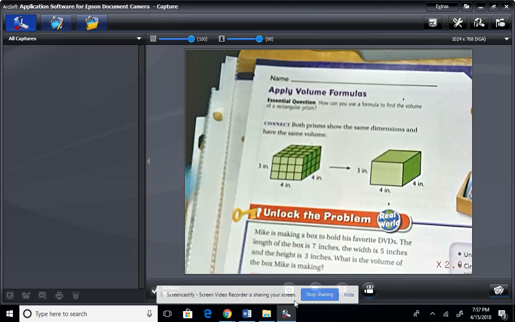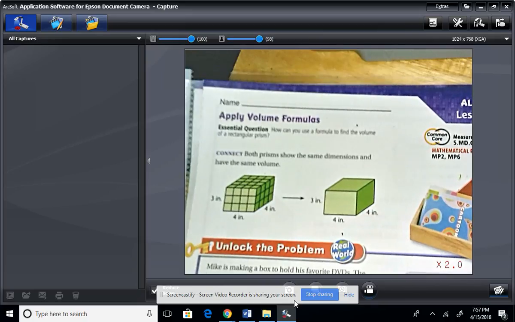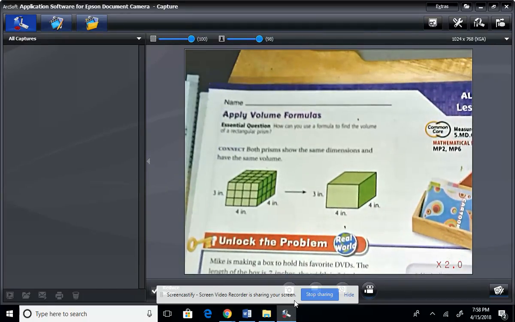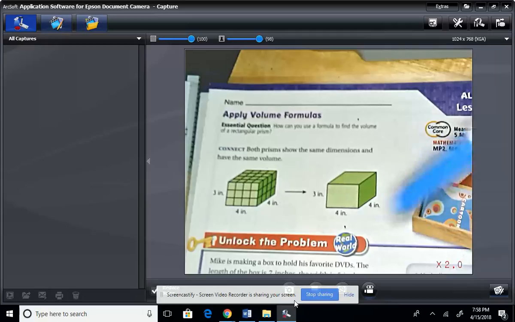Okay, guys, applying volume formula. So we know the formula now. Both prisms show the same dimensions and have the same volume. This one just shows it in cubes, and this is just a box, it's full, but what is the volume that can go in there?